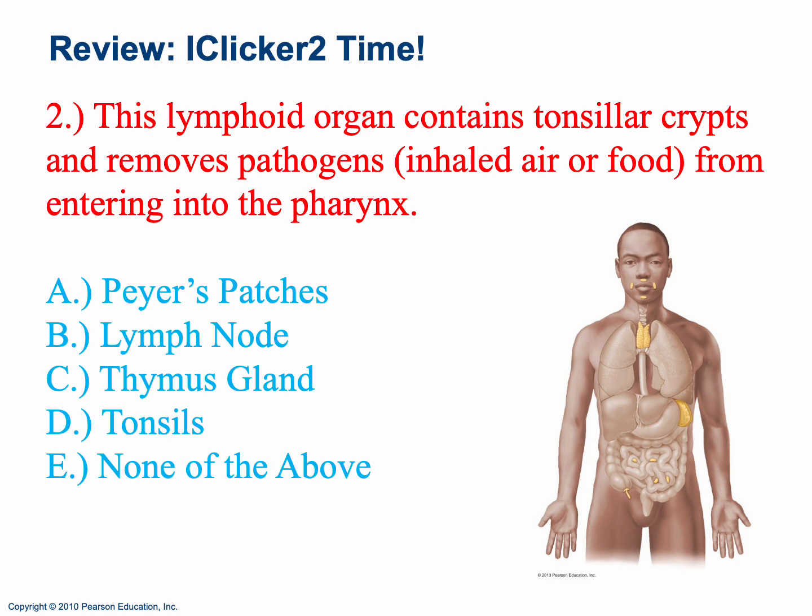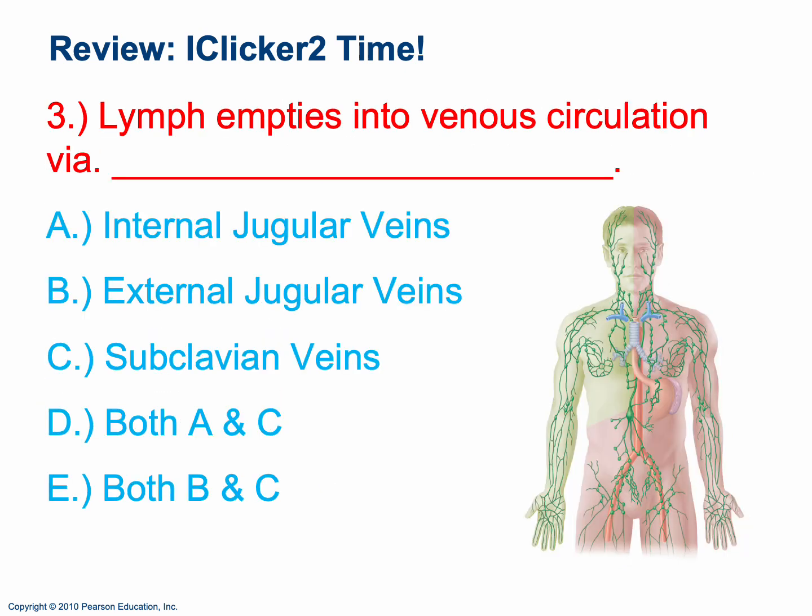Number 2: This lymphoid organ contains the tonsillar crypts and removes pathogens from entering into the throat, the pharynx. What would be the correct answer here? The correct answer, I would go with choice letter D, the tonsils. Number 3 for review: Lymph empties into venous circulation via which structures, or structure, for that matter.